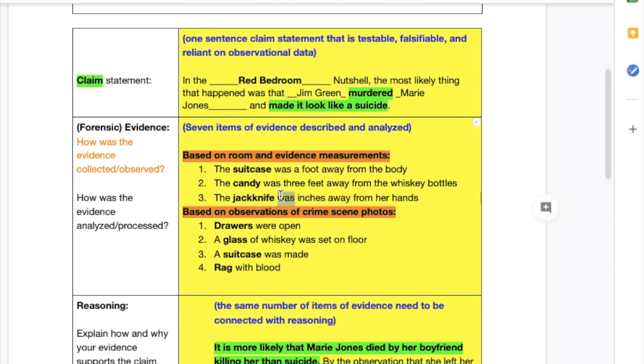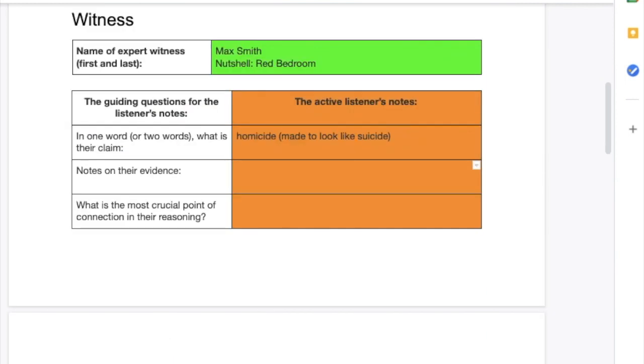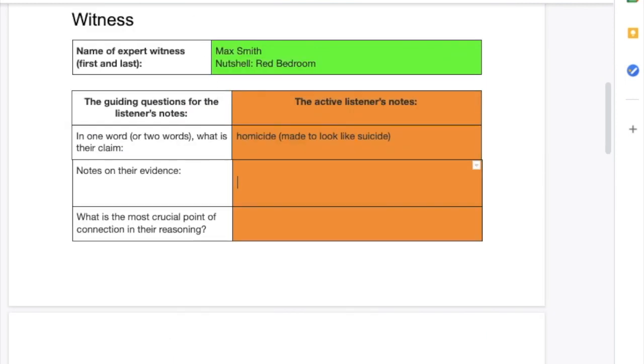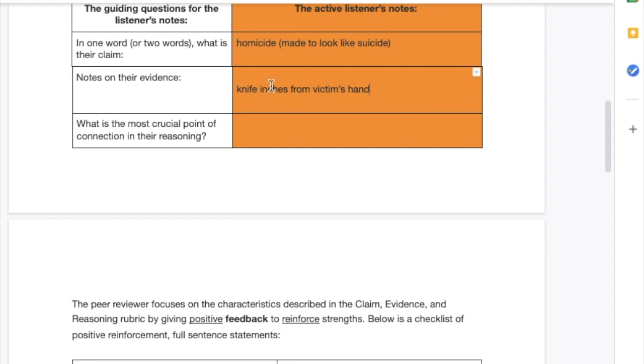The jackknife was inches away from her hand, so I might say for that item, knife inches from victim's hand. Right, that would be an example with those notes. But I need 7 items there because that's 70 points. So far they've got 10 plus 10, they've got 20 points.